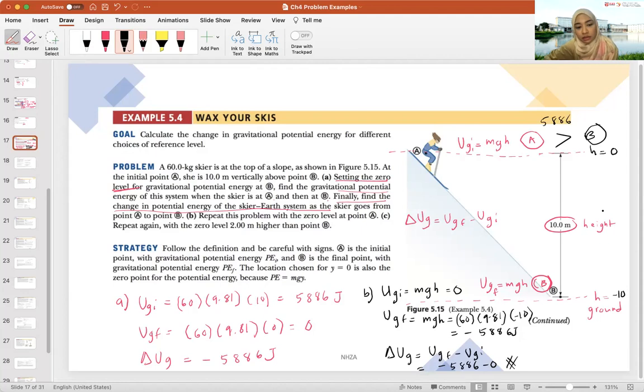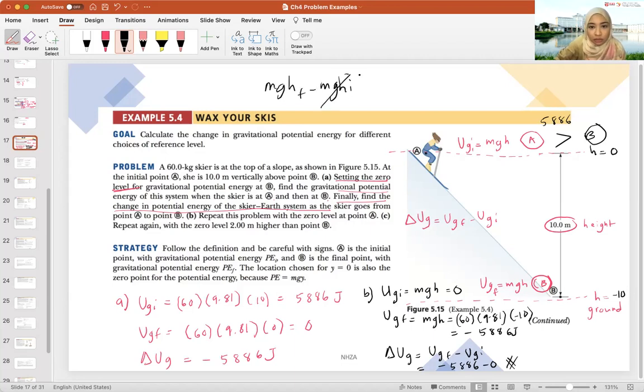I'm going to stop at there. I hope everyone understands this part. Gravitational potential energy is a relative energy. When we talk about UG equals to mgh, we are actually talking about reference point kita as ground, which is 0. Sebab tu kita boleh pakai UG equals to mgh. Tak perlu pakai mgh final minus mgh initial.